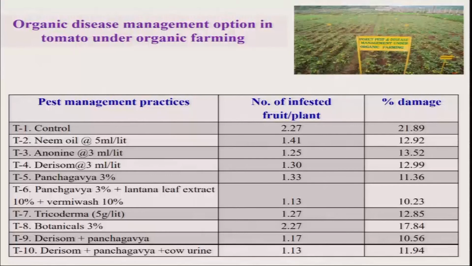So if you see, we have done different types of experiments, and when we are using Panchagavya 3%, lantana, and vermicompost, the infested plants are very few, and the damage is also reduced, with the lowest damage at 10%. In case of control it is 21%. So it is not only neem oil that is advocated; we always advocate other different types of organic pest management options.